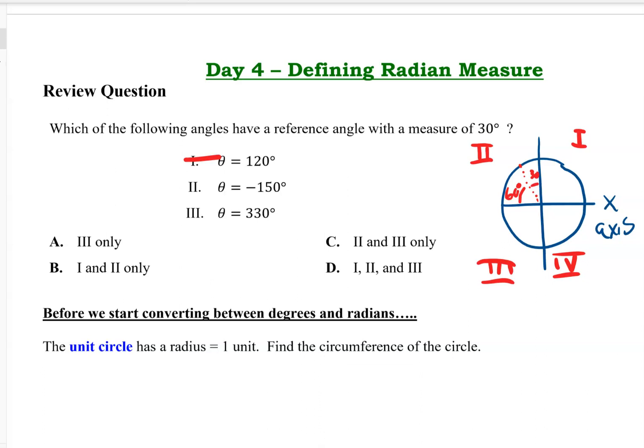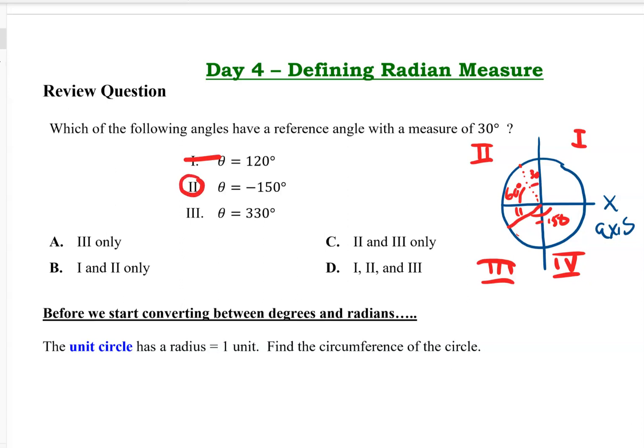150 degrees, negative. So we're going to go clockwise this time, 150 degrees. So we go 90 degrees across quadrant 4, 60 degrees into quadrant 3. And that leaves us with 30 degrees remaining. So that 30 degrees is our reference angle, so that one's good.